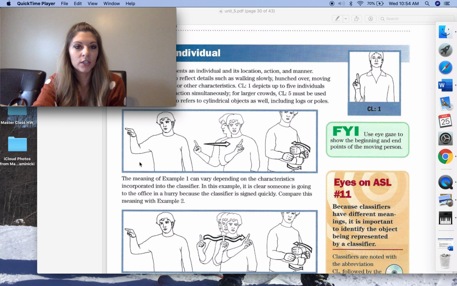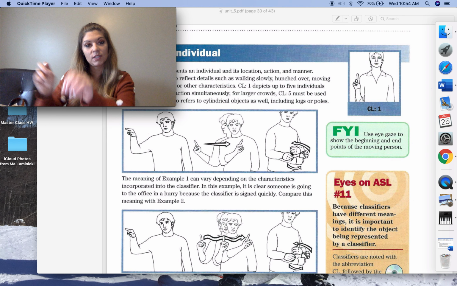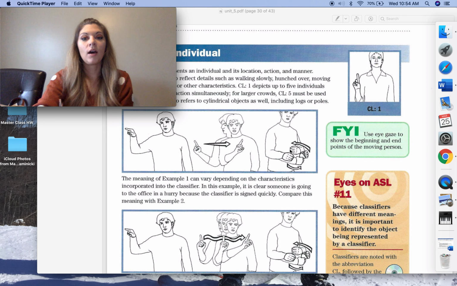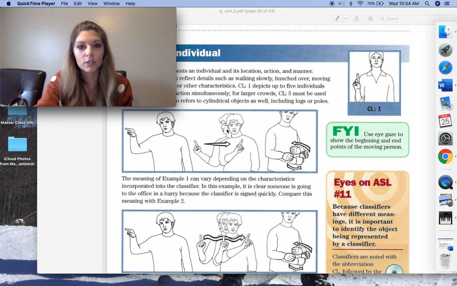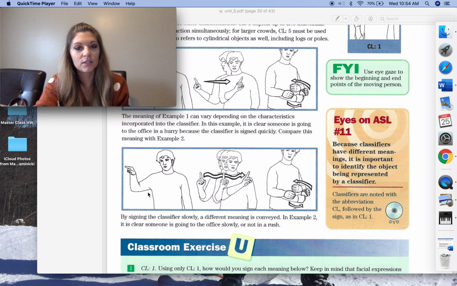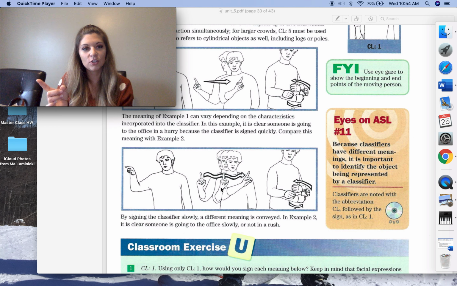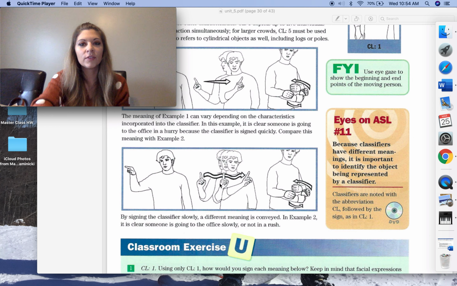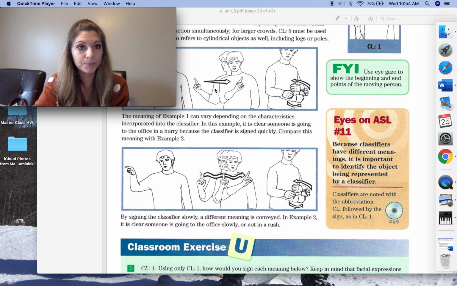This example here is he or she is going to the office. Most of the time we're still using topic-comment structure, so you would probably want to set up the office first, so the office is here and then he's going to it. But look at these non-manual markers. The second one is he is going to the office. So they changed it to show they're slowly walking to the office. So this could change meaning significantly.